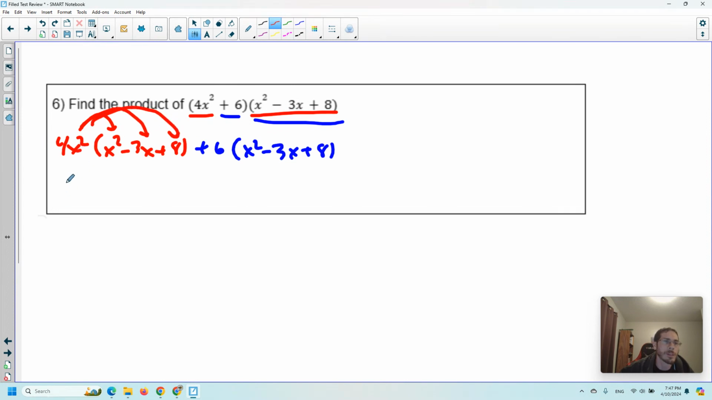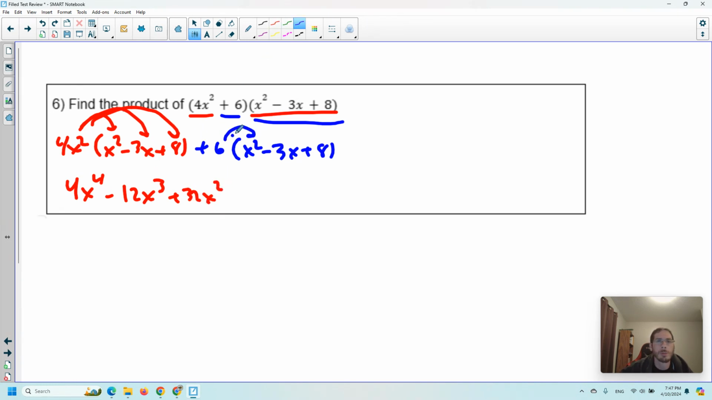4x squared times x squared is 4x to the fourth. 4x squared times minus 3x: 4 times 3 is 12, x to the 2 and then x to the 1, 2 plus 1 is 3. 4 times 8 is 32, and then x squared just gets to stay as x squared.